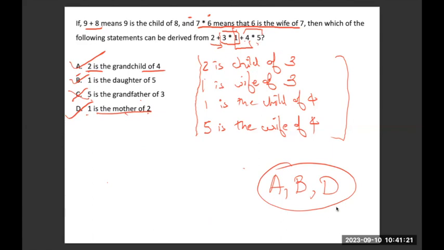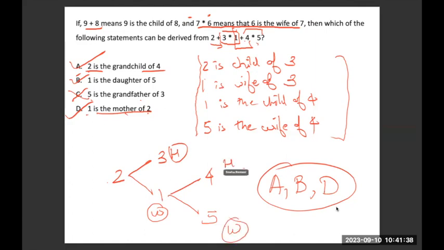So if I were to draw this again, 2 is the child of 3 and 1. 1 is the wife, 3 is the husband. 1 is the child of 4 and 5. Here 5 is the wife and 4 is the husband. Okay. So it's a family tree which is shown. 2 is the grandchild of 4, which is correct.